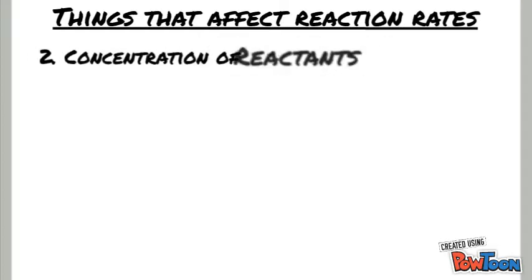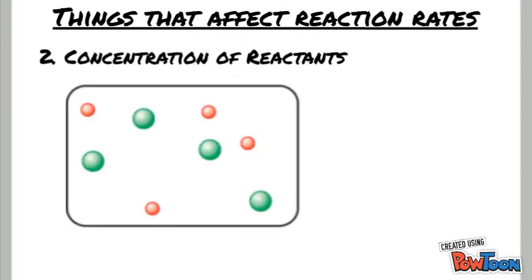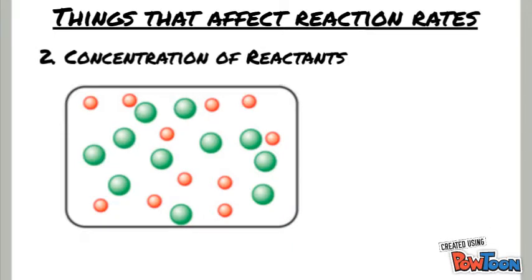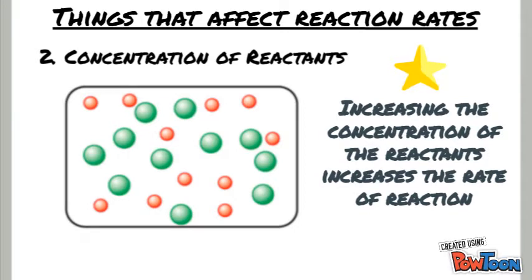The second thing that affects the reaction rate is the concentration of the reactants. So again, we're looking for collisions, and in this picture, there aren't very many collisions that are going to happen. But when we add more reactants and increase the concentration of the reactants, those collisions are going to happen with a lot more frequency. And when collisions are happening with a lot more frequency, things are going to go faster. So increasing the concentration of the reactants also increases the rate of the reaction.